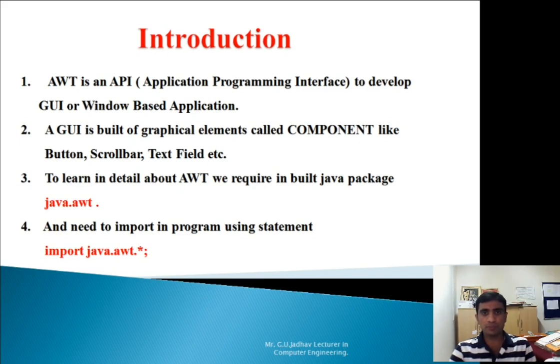Every application may have components. Components may be a menu bar. You can see a file menu, edit menu, help menu, then scroll bar, buttons, text field. Such kind of components are available with the GUI, and that GUI can be developed by using AWT.